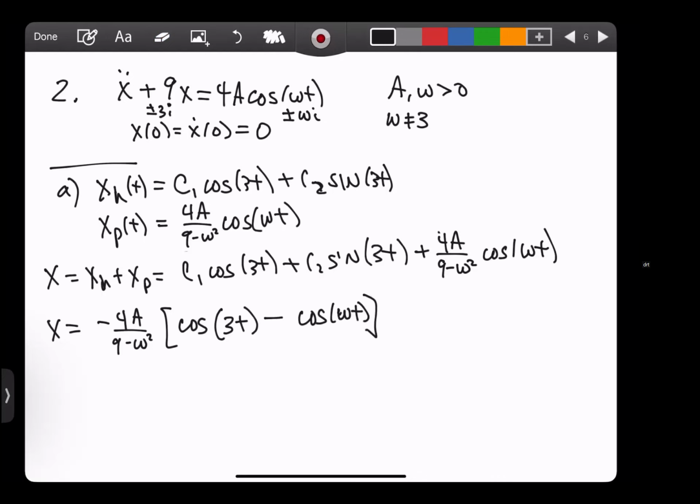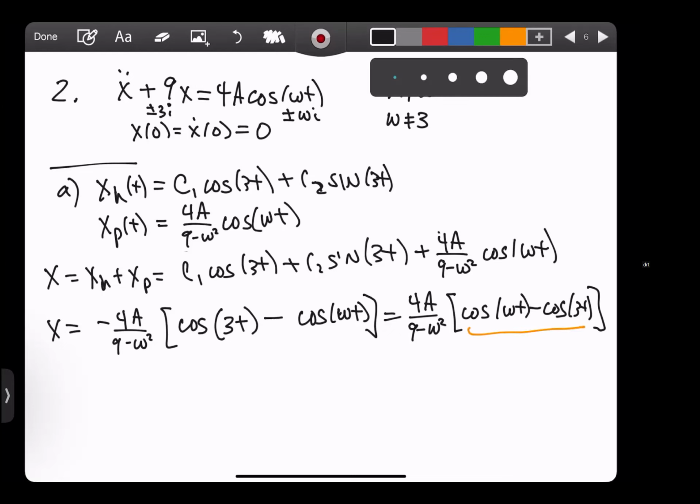And I don't like that negative out in front, so I'm going to absorb that into the difference in the middle and just flip that subtraction. Like so. And then I'm going to use the identity that's given in the handout to combine these two cosines of different periods. So what that's going to give me then is x is equal to 4a over 9 minus omega squared.